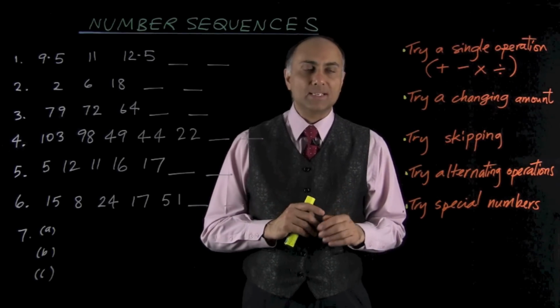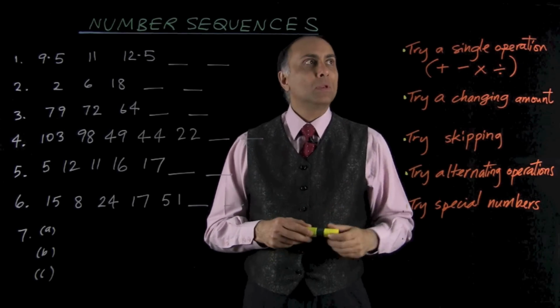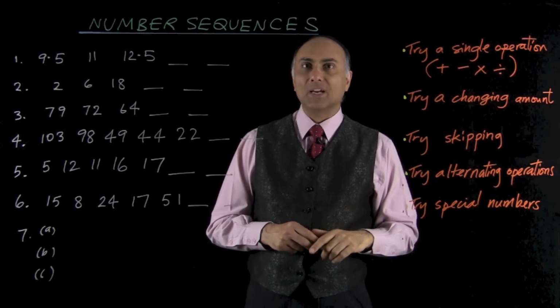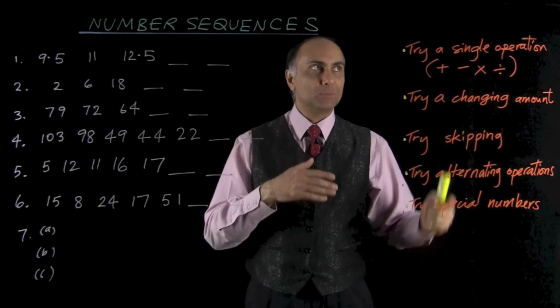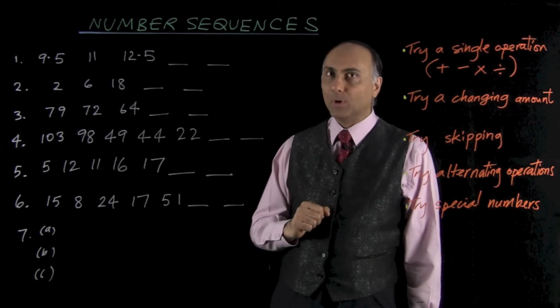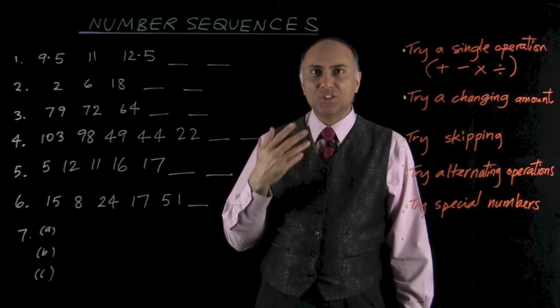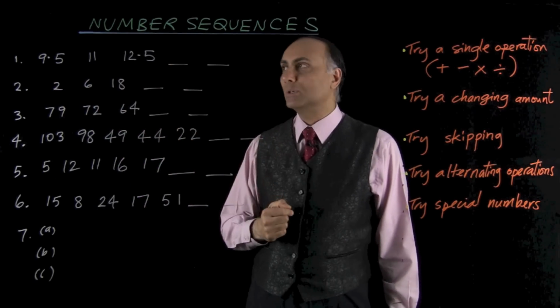With number sequences, there are several things that you can try. The first thing is try a single operation, which is the easiest thing, which means either add, subtract, multiply, or divide. If we look at example 1, 9.5, 11, 12.5, there's just enough information for us to continue this sequence.